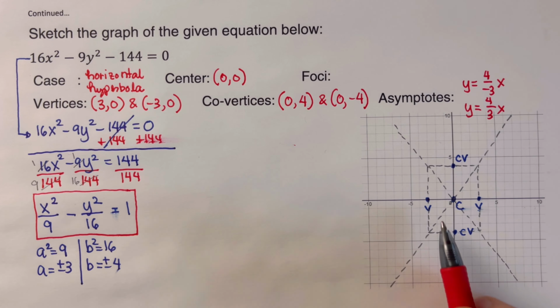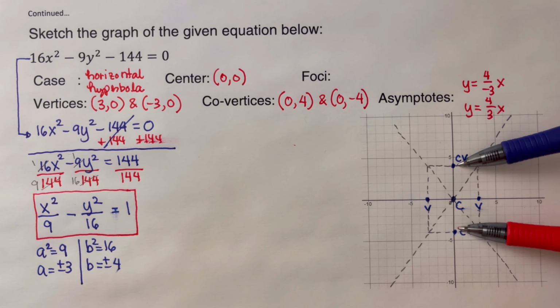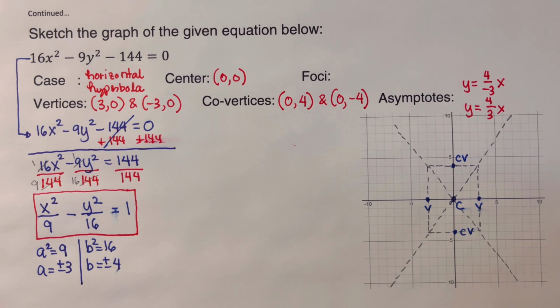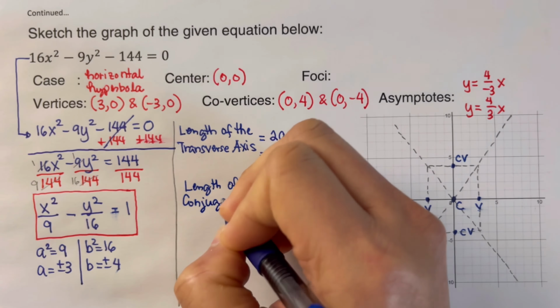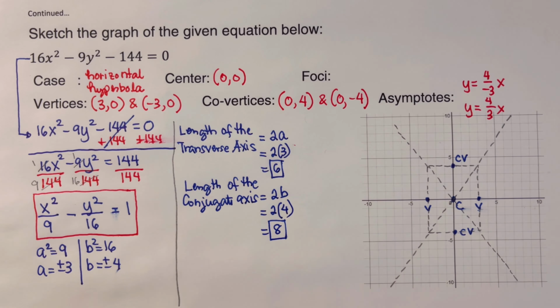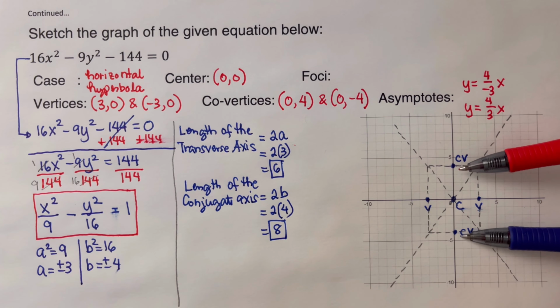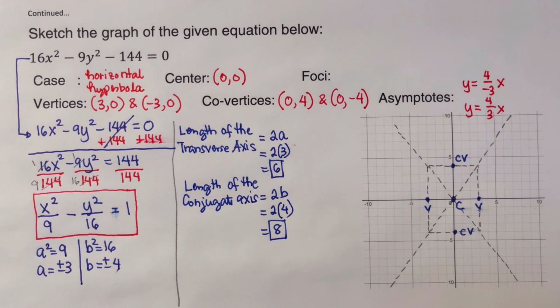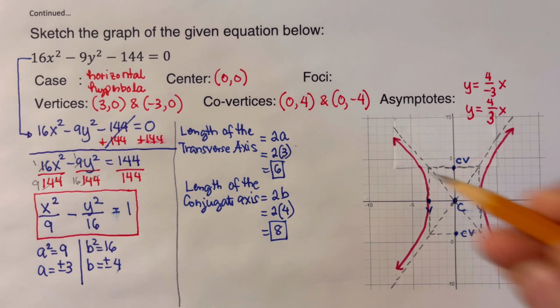Now let's determine the length of the transverse axis and the length of the conjugate axis. I'm going to go ahead and show that work up here. Okay, so the length of the transverse axis is 6 and the length of the conjugate axis is 8. Now, let's sketch the hyperbola. Okay, now let's determine the location of the two foci using the equation c squared equals a squared plus b squared. I'm going to go ahead and show that work up here.